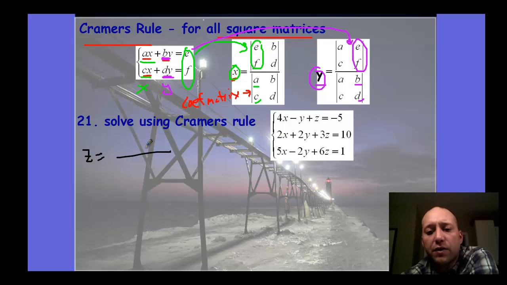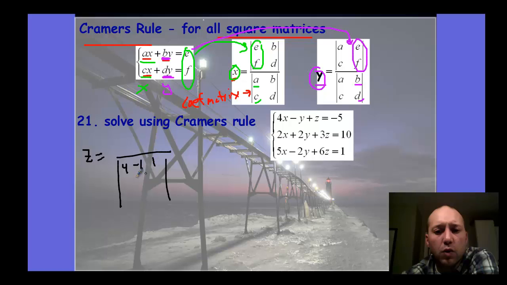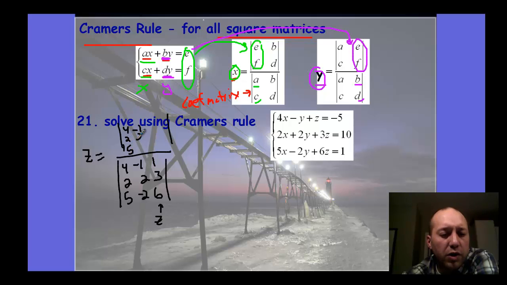To find z, we have to first find the coefficient matrix. So on the bottom here, it's just our coefficients: 4, -1, 1, 2, 2, 3, and 5, -2, 6. The numerator, I'm trying to solve for z. So this is the z column right here. So everything else is going to stay the same. We have 4, 2, and 5, -1, 2, and -2. Now this column, we're going to replace this column with these three numbers. Those three numbers go in place. So I'm going to put in the -5, the 10, and the 1.